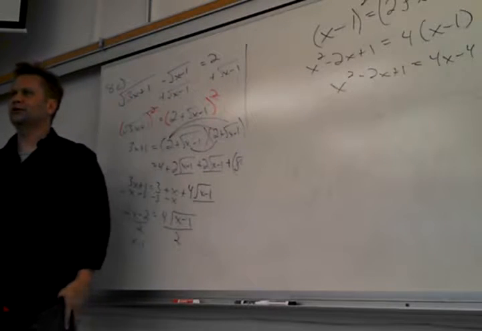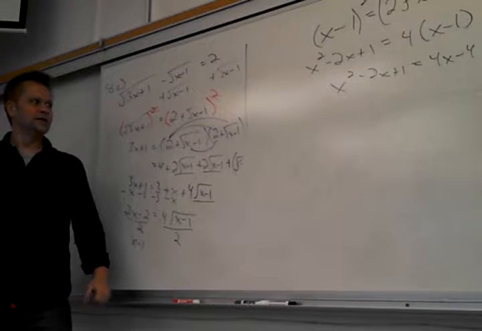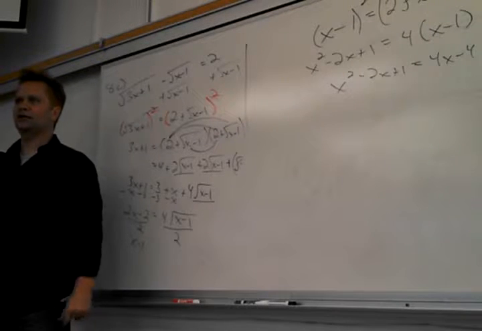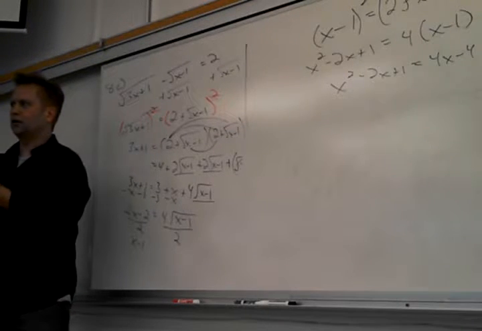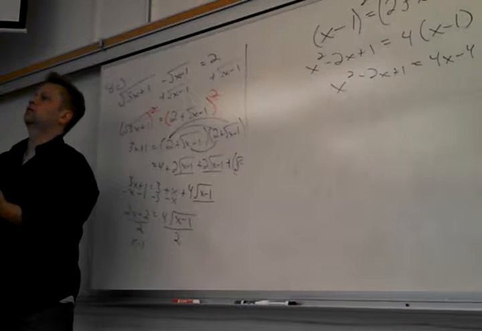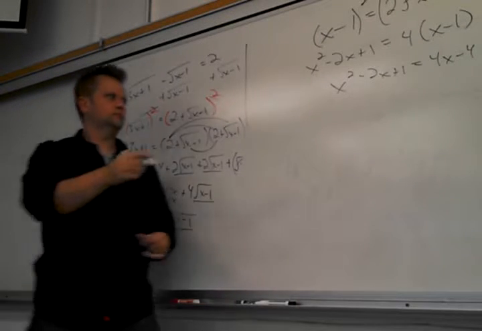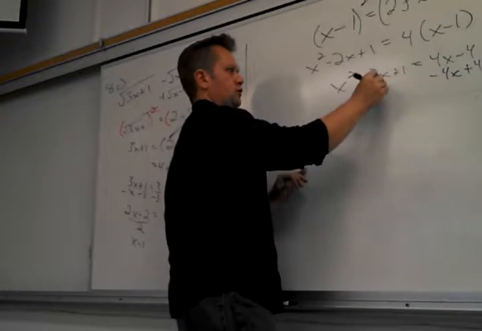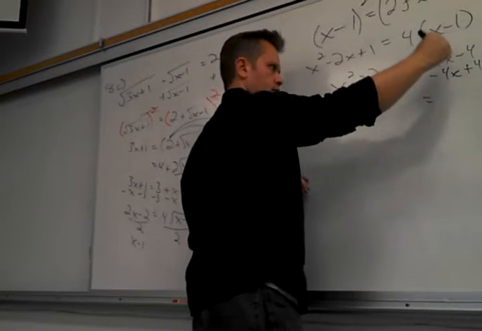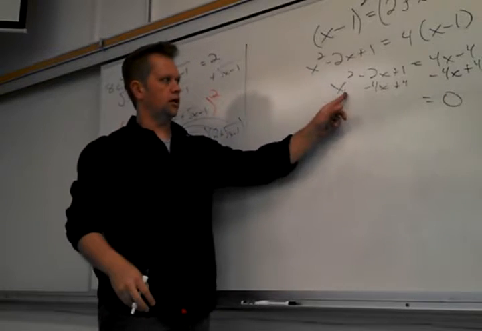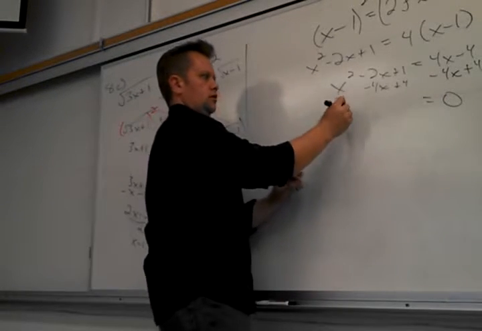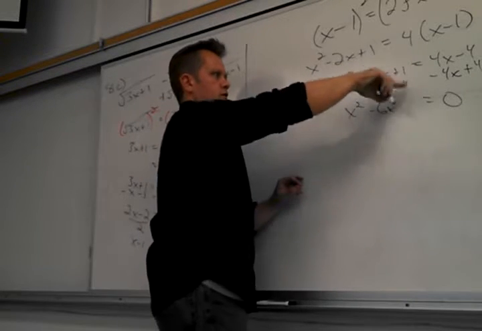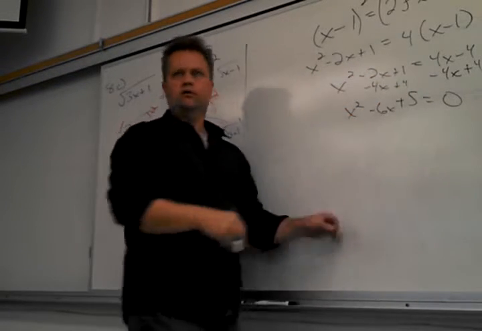coolness. And of course, what do I do? Get one side equal to 0, right? I love that. That's the reaction I wanted. I know it's in your head, this is one problem. So minus 4x plus 4, right? Minus 4x plus 4. So I get 0 over there. And here I get x squared minus 6x plus 5. Cool.